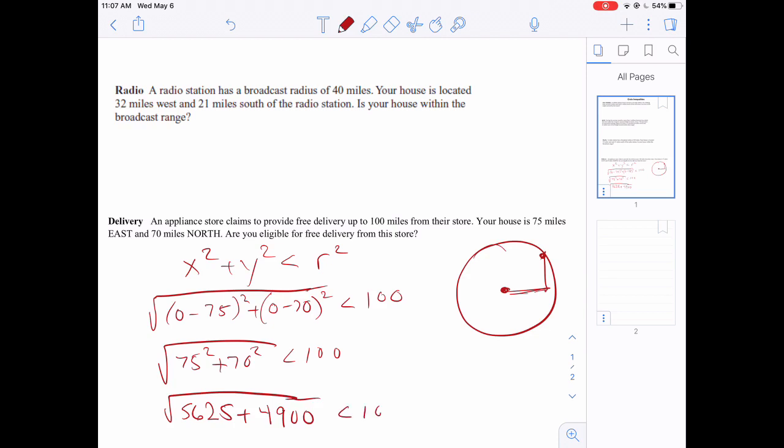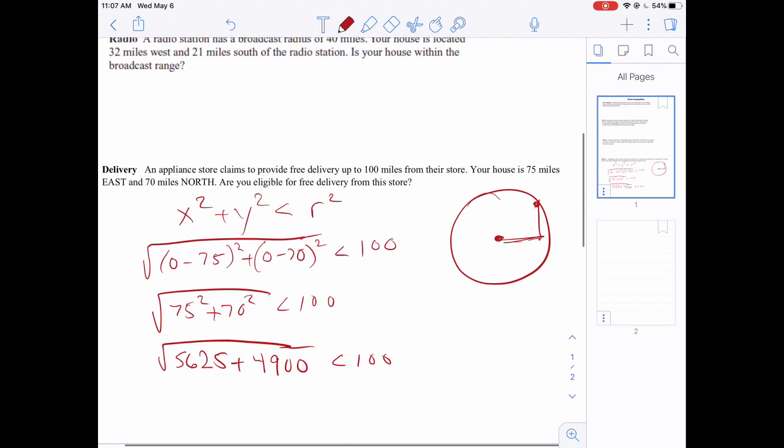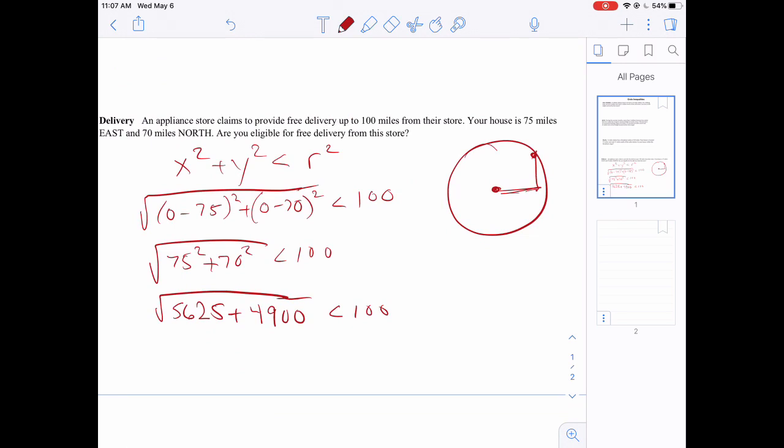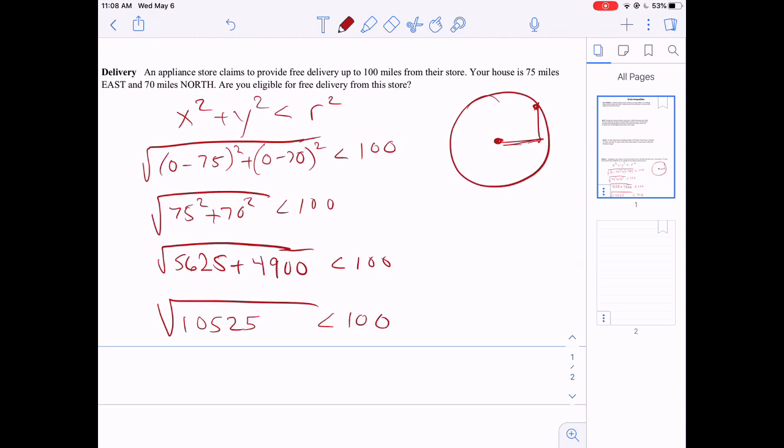Is that less than 100? So I add those up, and then take the square root. Adding that together, I know it's more than 10,000. The square root of 10,000 is 100, and so if it were exactly 10,000 I'd be right on the line. But this is more than 10,000, so when I take the square root, all I know is that it's more than 100. I don't know the exact value, you can find it if you need to, but it's going to be 100 plus a little bit more. It's not less than 100, so they're not going to come to my house. I'm not getting a free TV. I'm not getting free delivery of my TV.